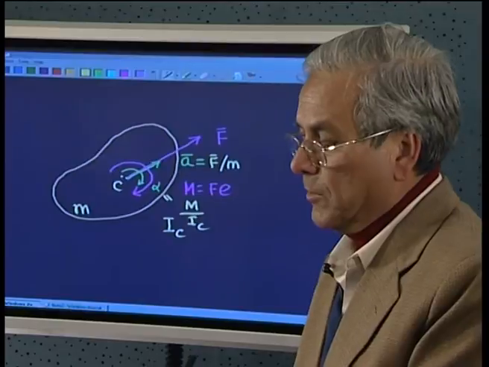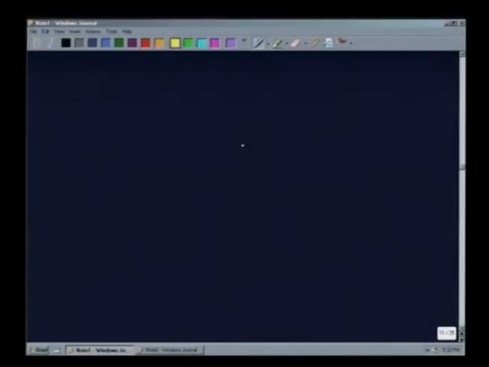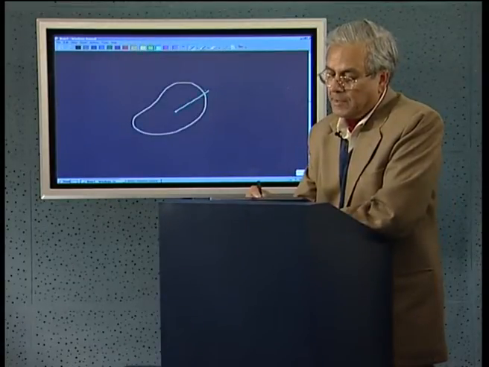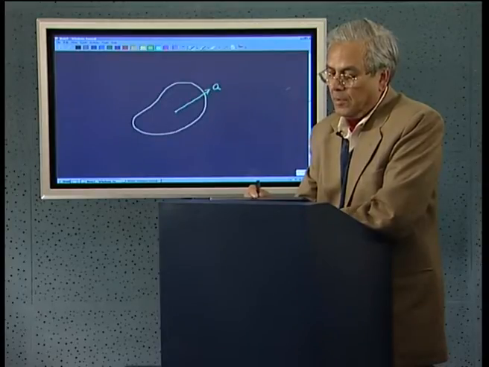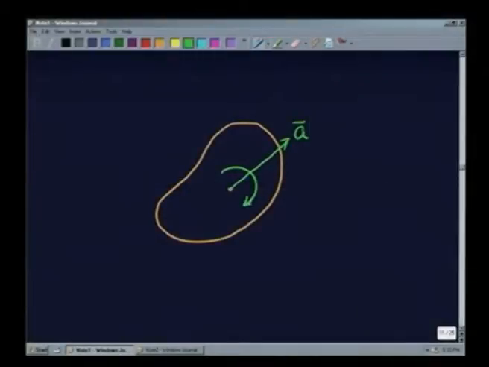about the axis passing through this. So, that means what we are doing is that this rigid body's motion is being described as the acceleration of this center of mass and angular acceleration about an axis passing through the center of mass, which we call c.